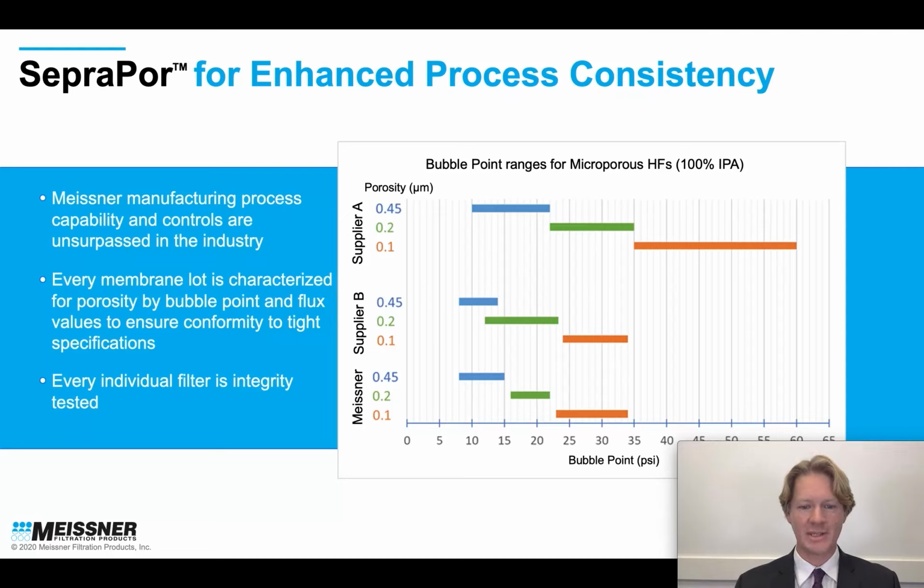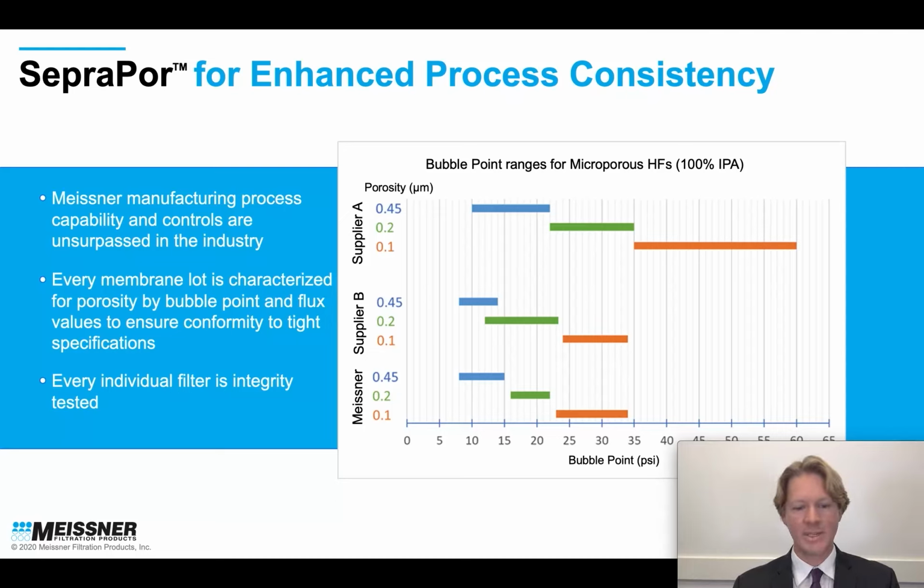Meissner's manufacturing process capability and controls are unsurpassed in the industry, and our commitment to excellence goes into every stage of SepraPor manufacturing. Bubble point is a common characteristic to establish porosity or the retention rating of a filter. Every membrane lot is characterized for porosity by its bubble point and flux values to ensure conformity to tight specifications. Every individual filter is integrity tested prior to release.